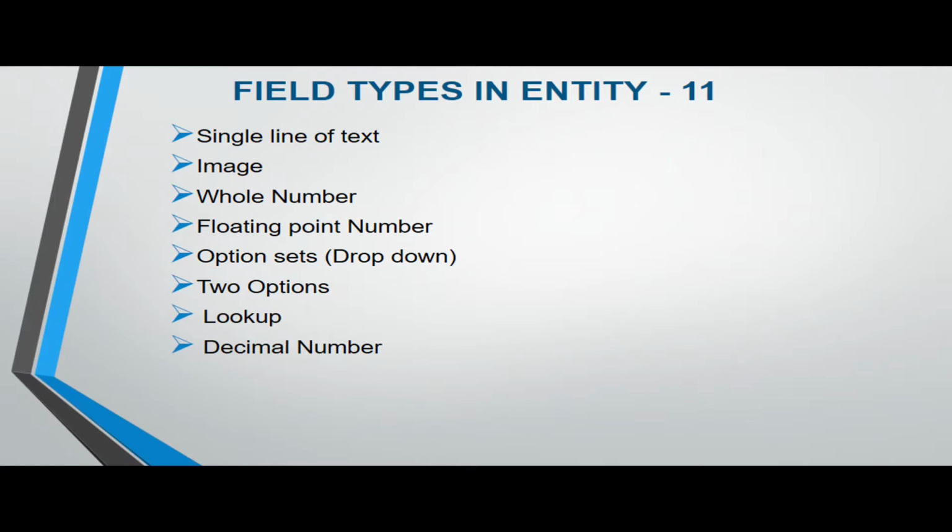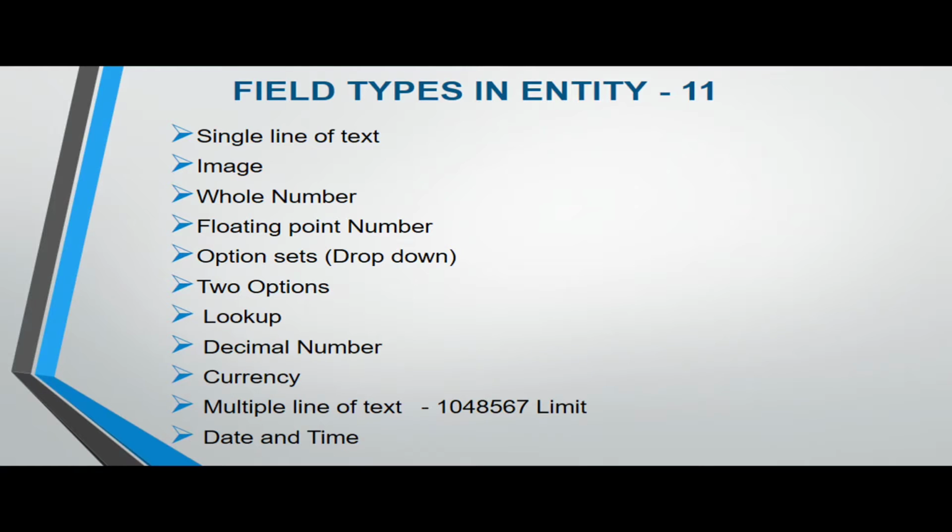The next one is decimal number, the next one is currency, and the last one is multiple lines of text in which you have a limit of 1048567 characters. Currency, you can mention in your currency unit. It may be a dollar, it may be a pound, it may be any type of unit depending upon your location and country or your standard of organization.